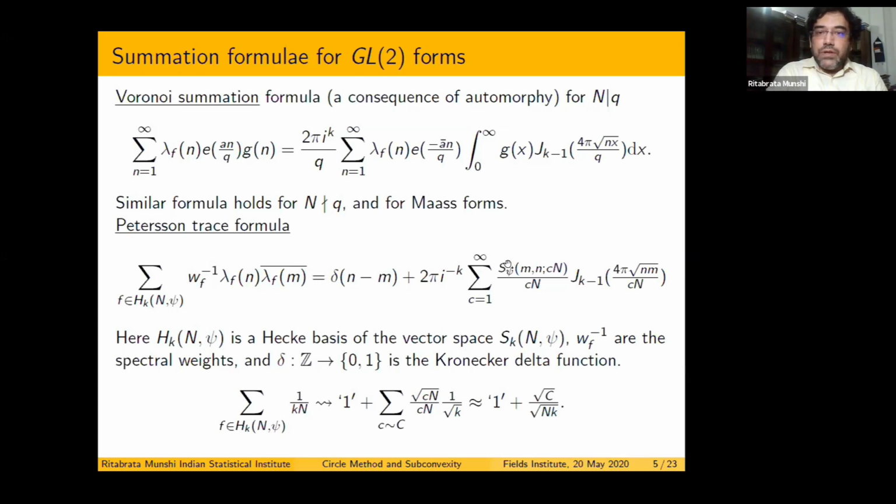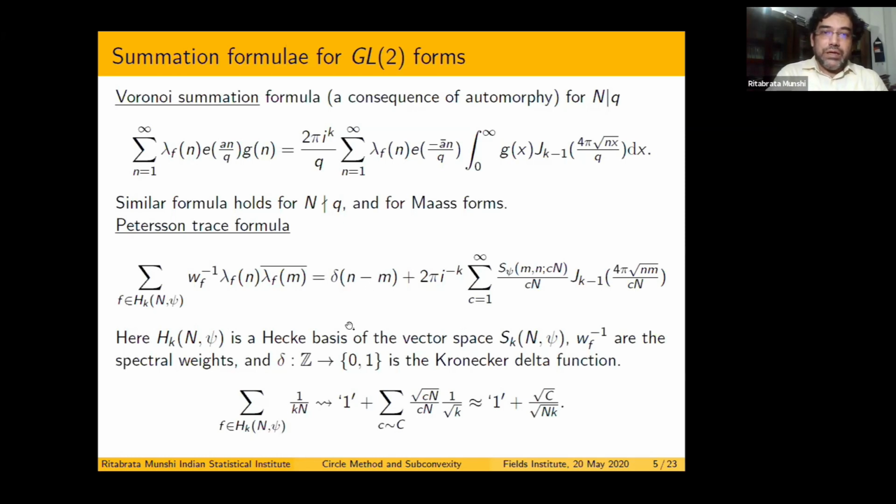And now we have this sum over here, which is the Kloosterman sum, S(m, n; c). And the delta is the Kronecker delta function. So delta of any integer is either 0 or 1. Delta of 0 is 1, and it is 0 for all non-zero integers m.